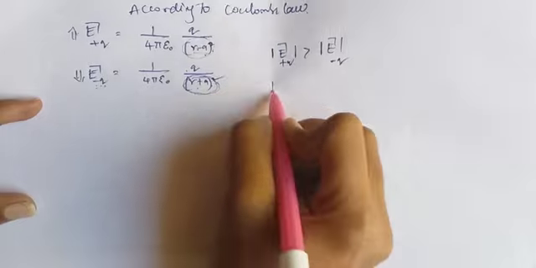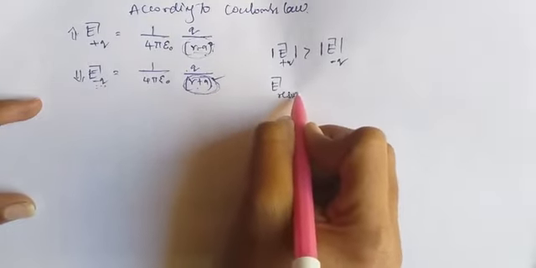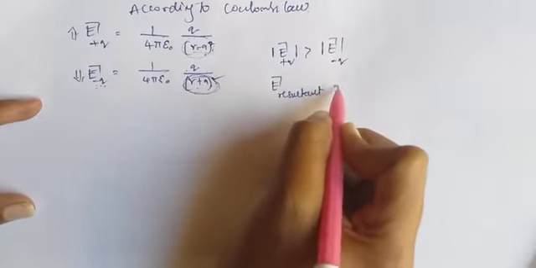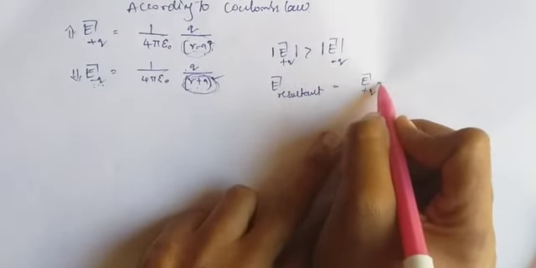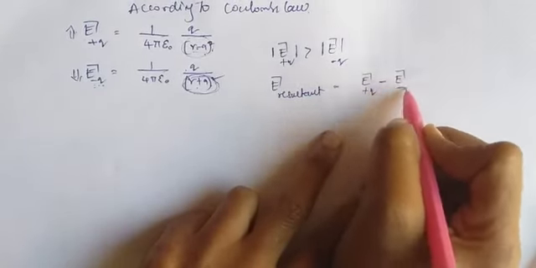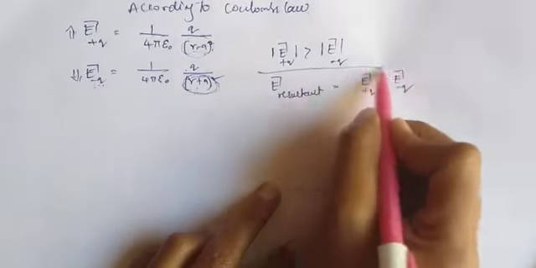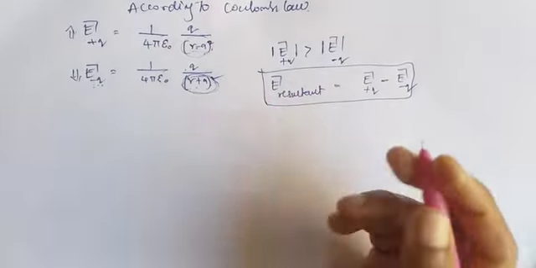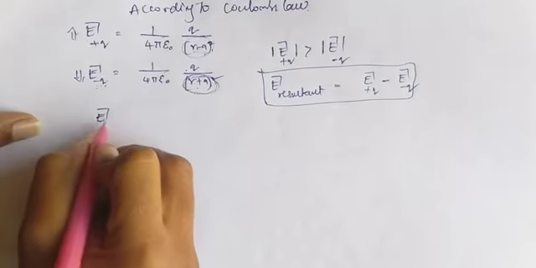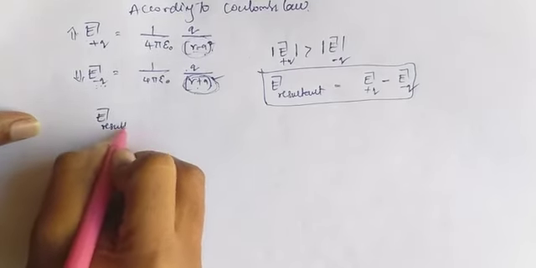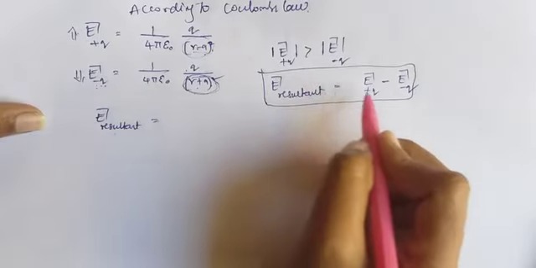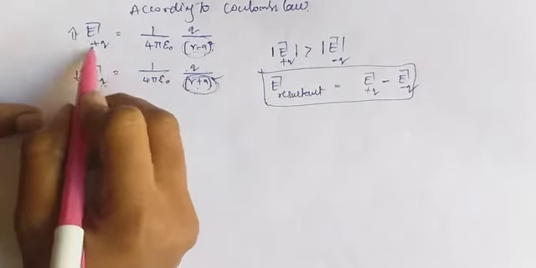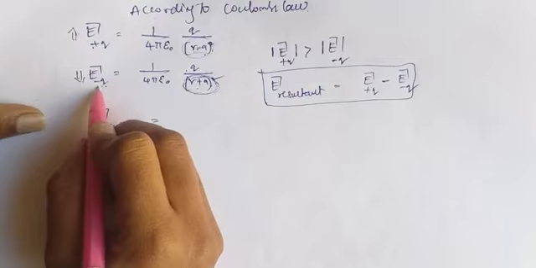So now we have to get the E resultant. E resultant at that point is equal to the greater value, which is E due to plus Q, and the lesser value, the electric field due to the negative charge. So the resultant electric field at that point P is equal to the electric field due to the positive charge minus the electric field due to the negative charge.